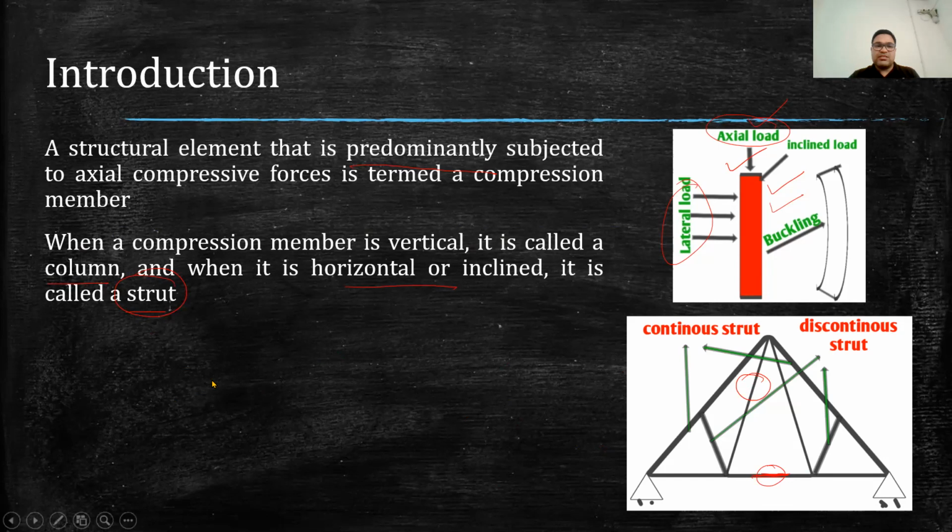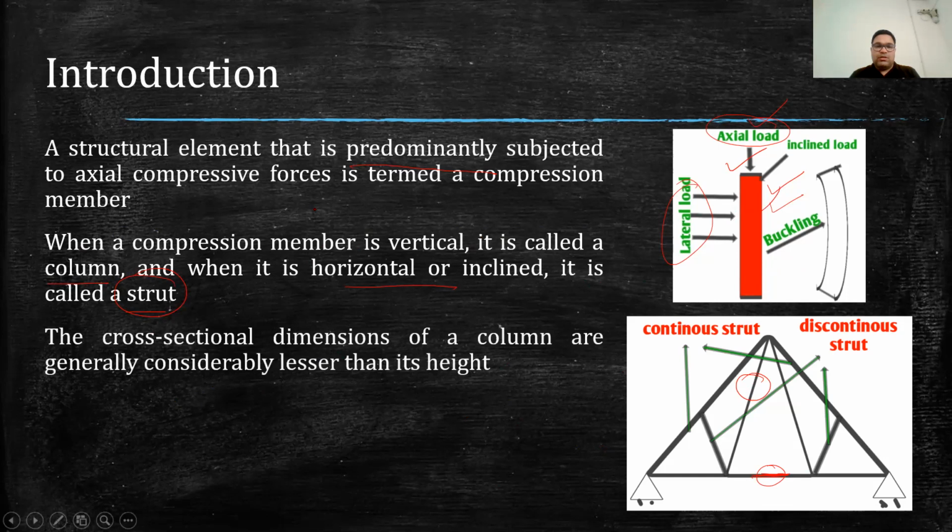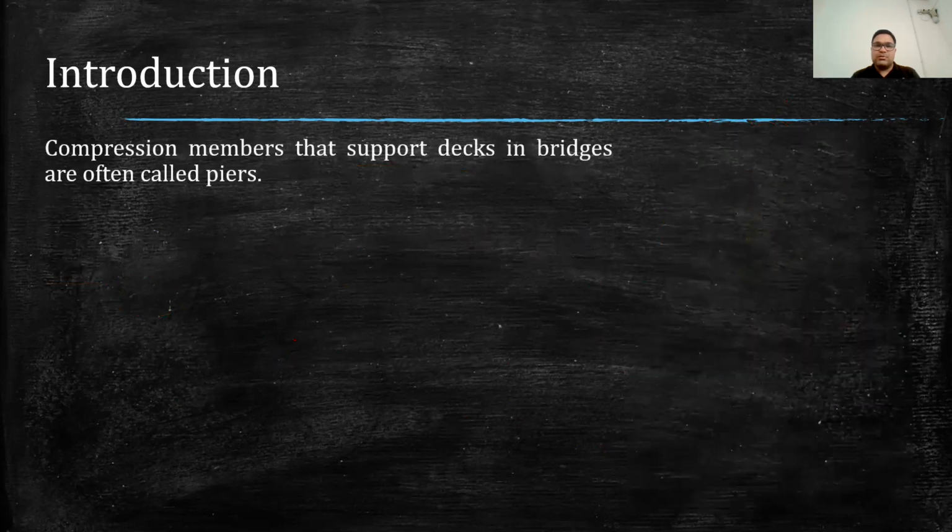So here in this lecture, we will be talking about the vertical compression member, and that is this column. And another fact is the cross-sectional dimension of the compression member is generally less than its height. We will see some other compression members also. So talking about the column.